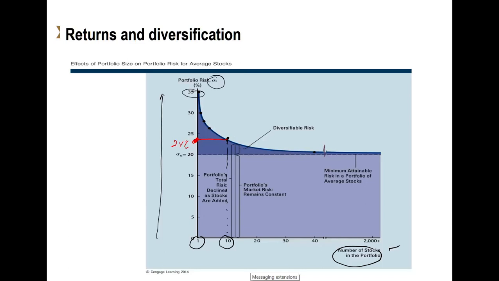So what starts happening? You see that as we increase the number of stocks in your portfolio, what starts happening to the risk of that portfolio? It starts falling, right? You can see that. Well, it's supposed to be a straight line. Sorry about that. Okay. Well, you get the picture, right? So notice that the portfolio risk starts falling.